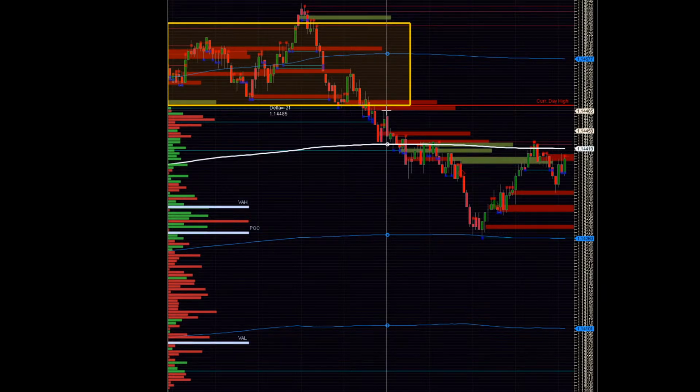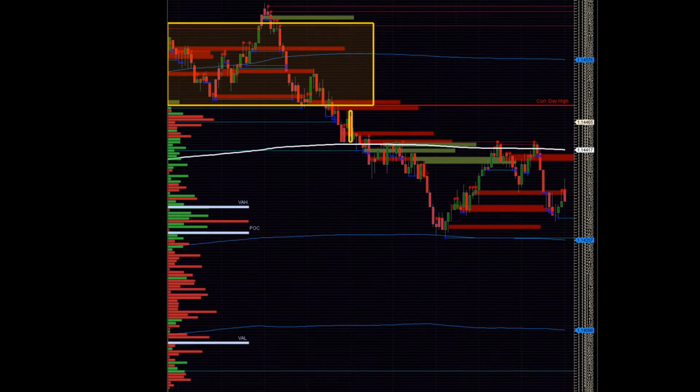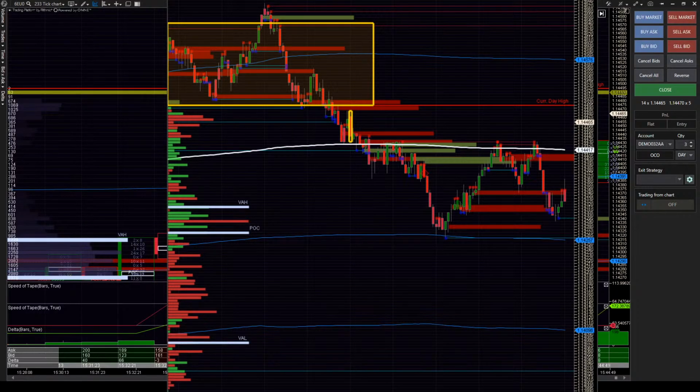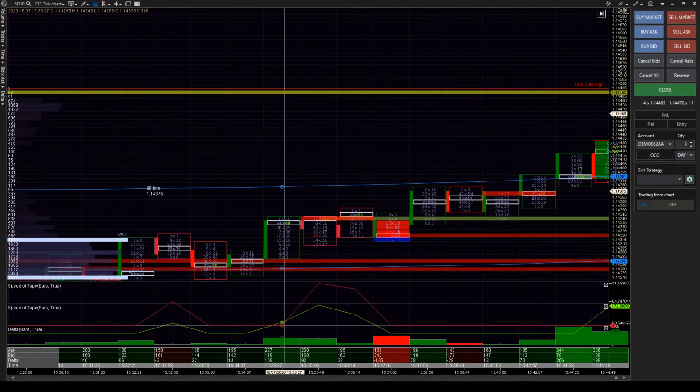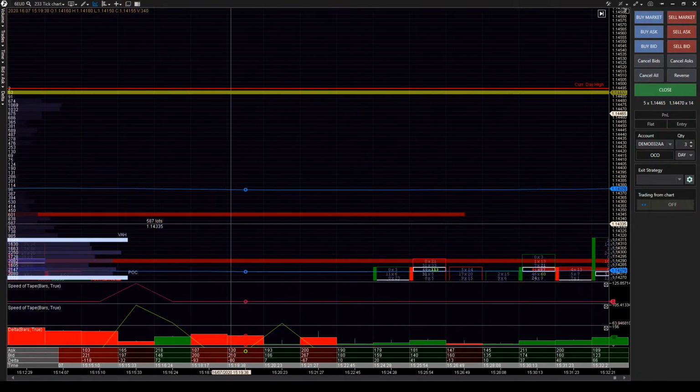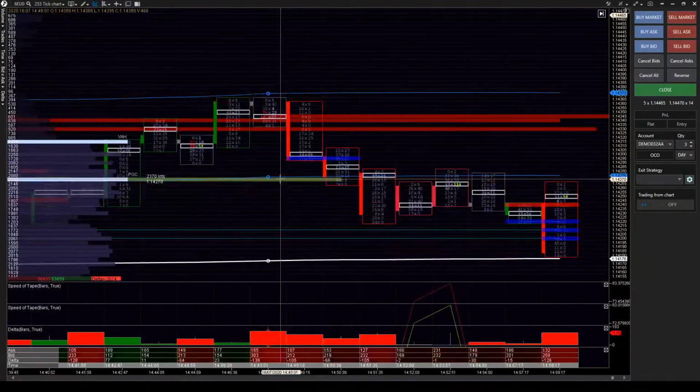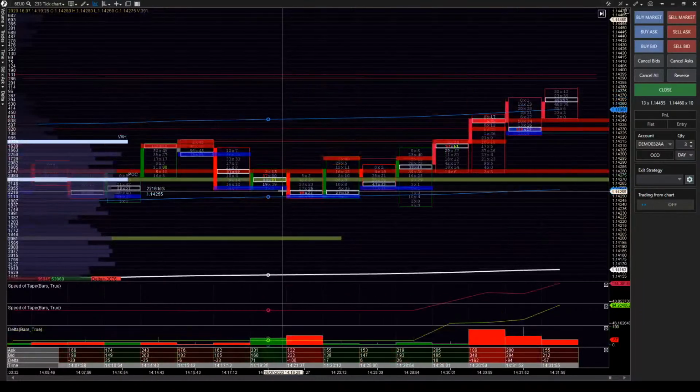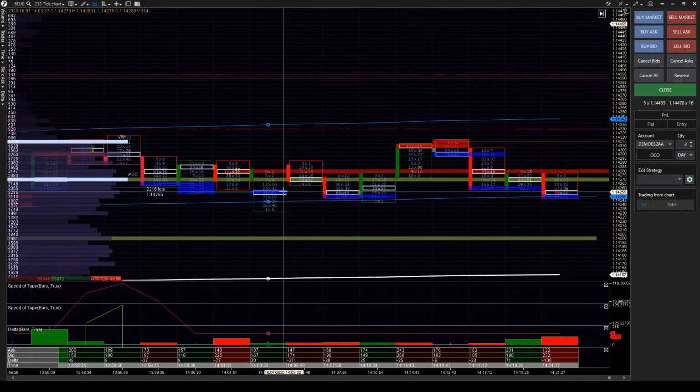Let me put a rectangle here, and I can find it. Its time is 15:55 from yesterday. So I want to try to look at it in the footprint chart. So let me remove this one. Now I'm in the footprint chart and I'm looking for yesterday's session to find that spot where the price had a break.